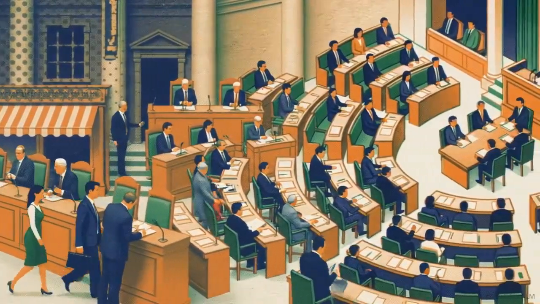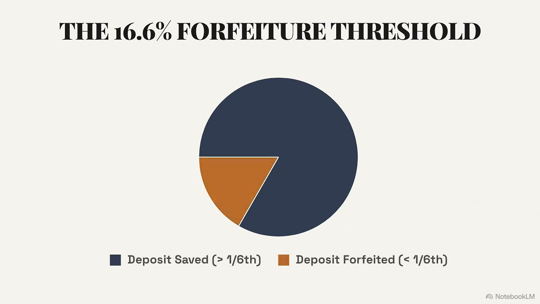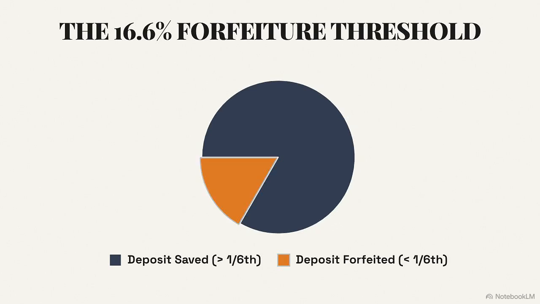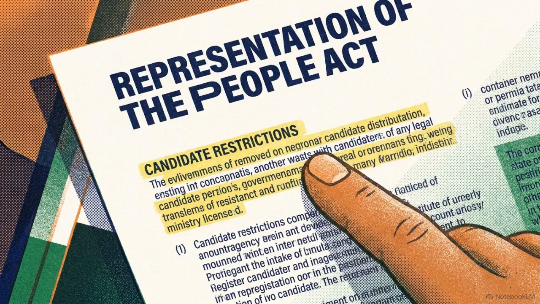This pie chart represents all the valid votes cast in an election. To ensure the ballot isn't flooded with non-serious candidates, the Election Commission imposes a financial filter. If a candidate fails to secure at least 1/6 of this pie, they forfeit their entire security deposit.